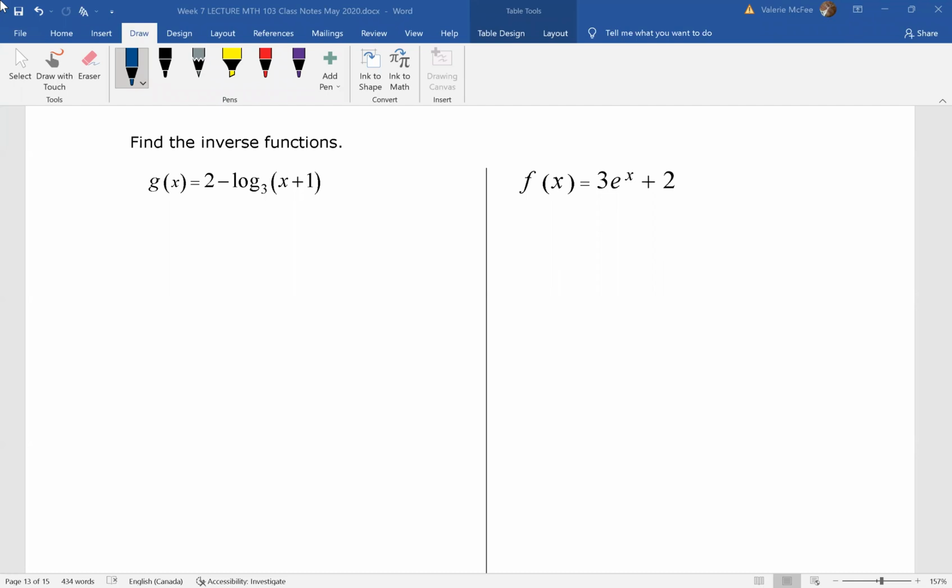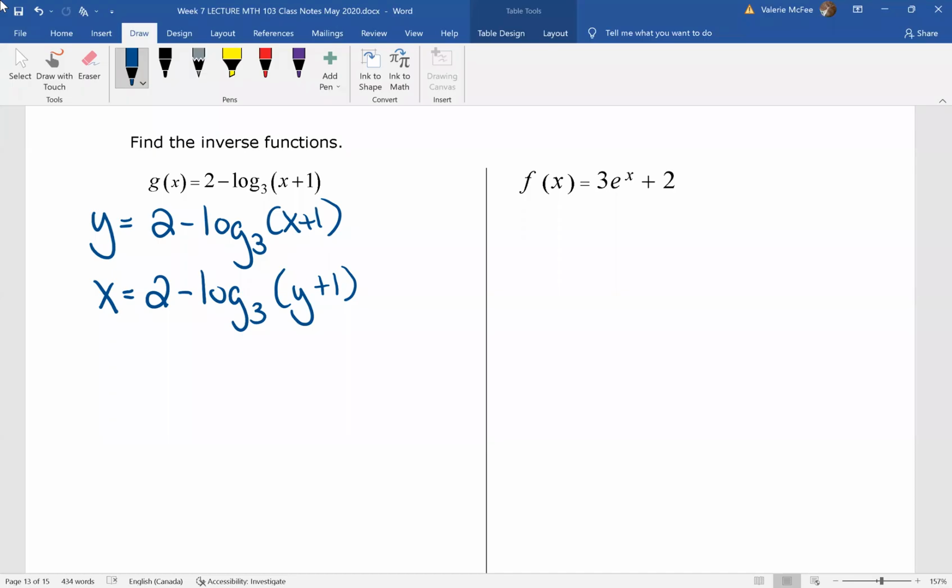Here are 2 questions. Why don't you try the first one, the g of x, find the inverse function. Remember, you're starting with a log function, so your inverse function should be an exponential function. You changed g of x to y, and then x and y switched places. Now you need to isolate your log.